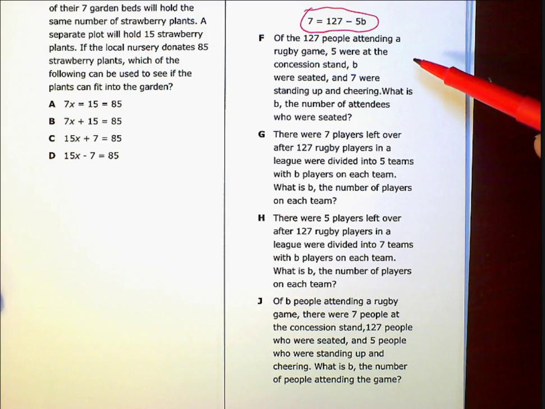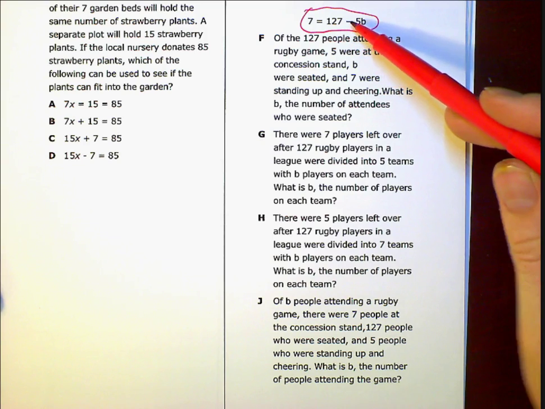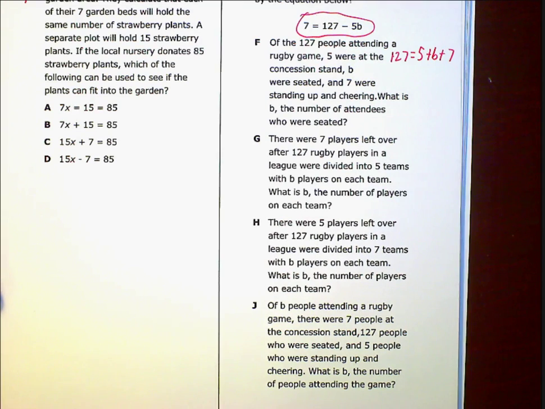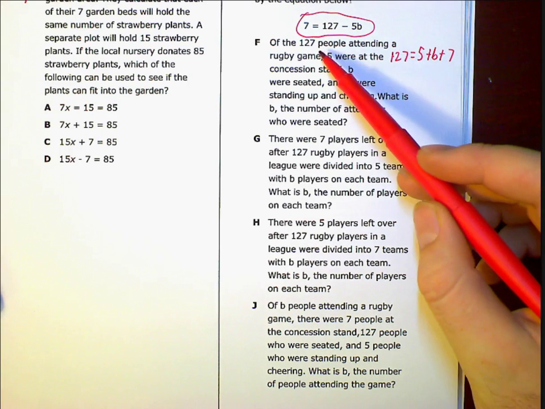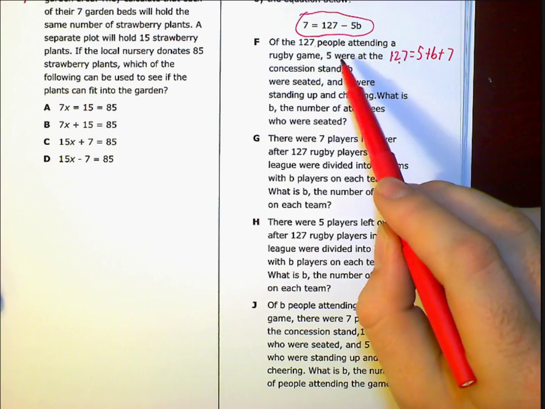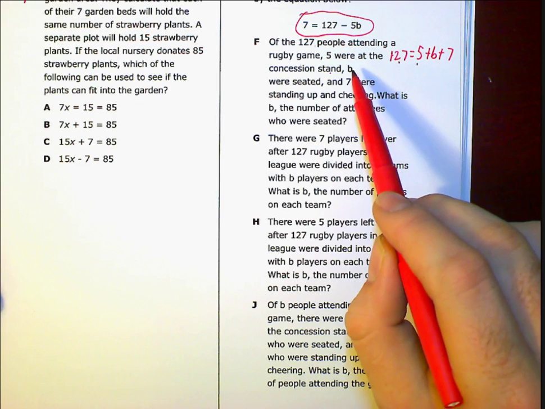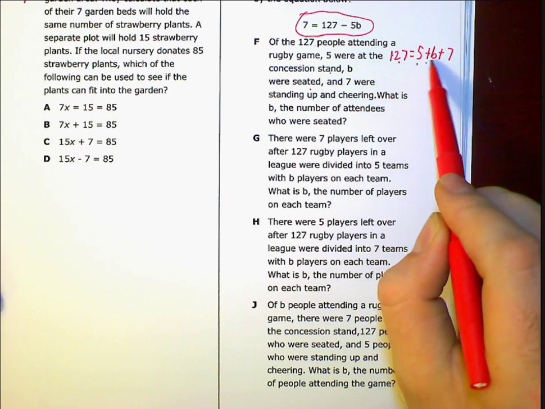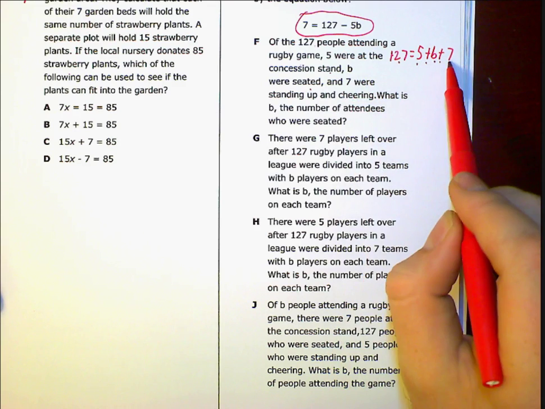Well, the best way we can solve each one of these is to go ahead and write the equation for each one of these and see if it matches what originally was up here. So I wrote the equation for F. And according to F, 127 people were at a rugby game, so I made that my total. I know that 5 were at the concession stand, plus the number that were seated, which was B, and then plus the number that were standing up and cheering, 7.